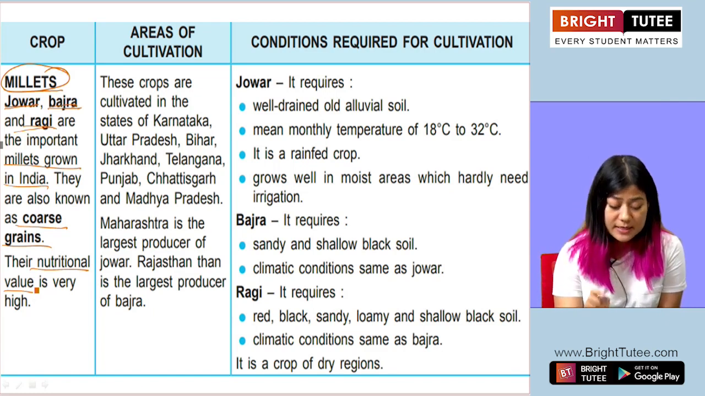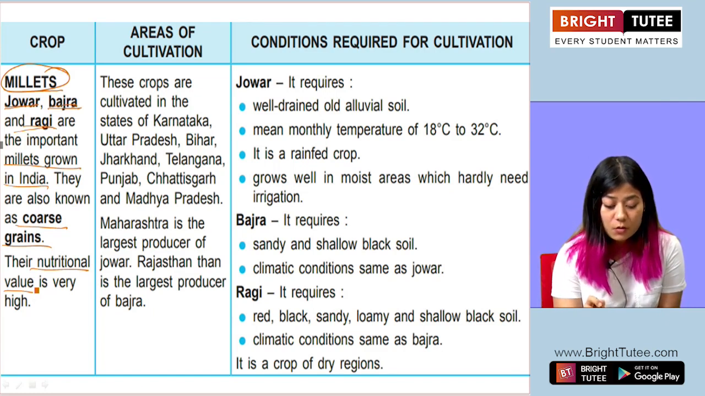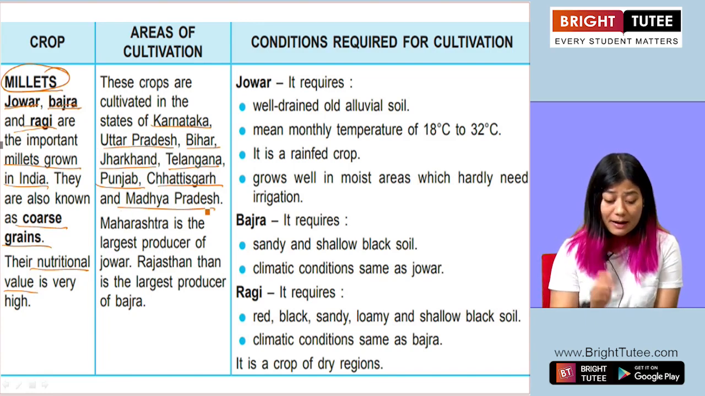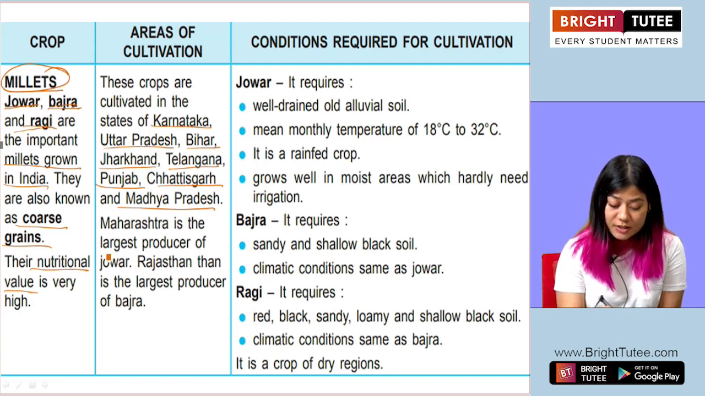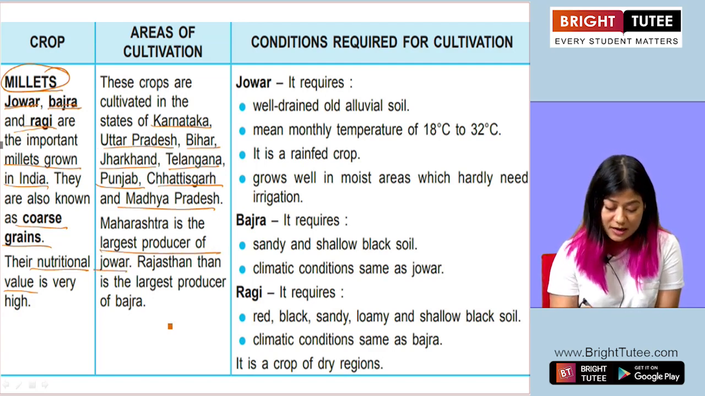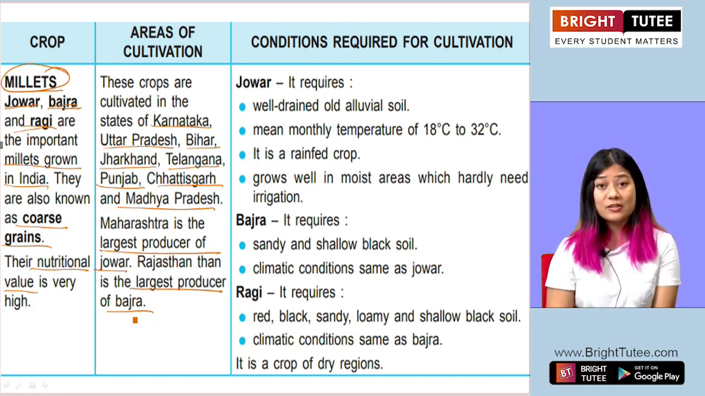These crops, the millets, are grown in the states of Karnataka, Uttar Pradesh, Bihar, Jharkhand, Telangana, Punjab, Chhattisgarh and Madhya Pradesh. Maharashtra is the largest producer of jawar, and Rajasthan is the largest producer of bajra.